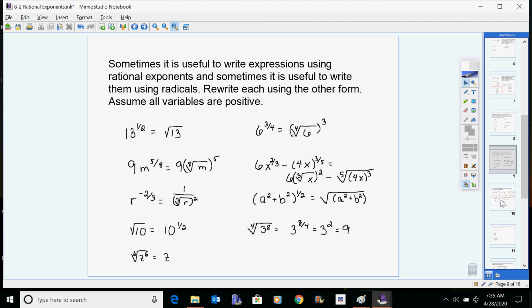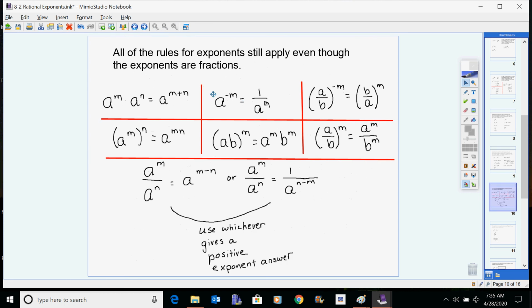I said that all the rules for exponents work even though you've got fractional exponents or rational exponents, and they do. I've just got these here to remind you a little bit. If you have like bases, you add exponents when you multiply. This one's the reciprocal one. A negative power means that it's 1 over the positive. Or it can look like this. This is just another way of seeing the same thing. A over b to the negative m is b over a to the m. It just means that reciprocals get rid of your negative exponents.